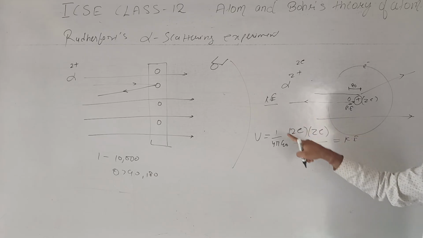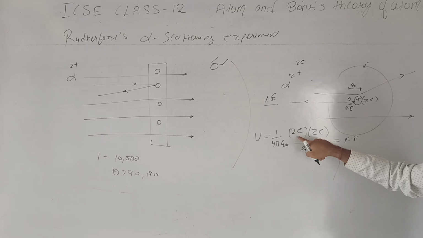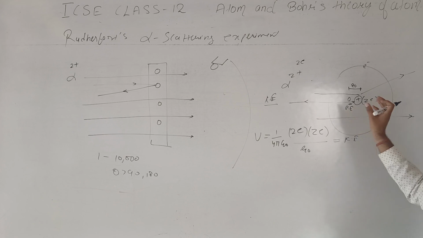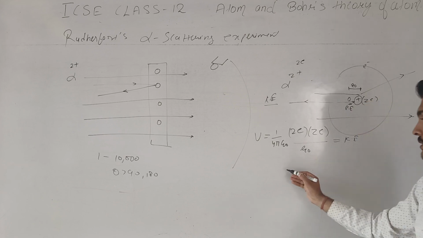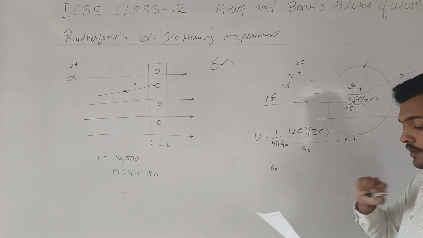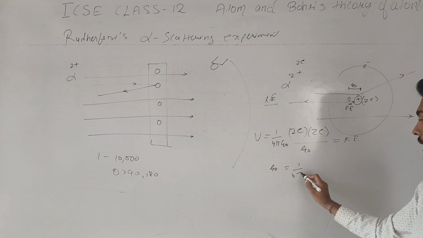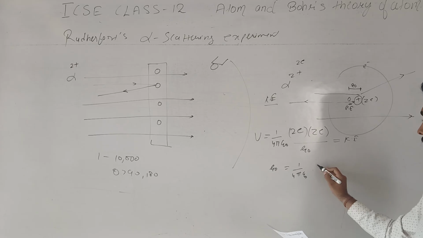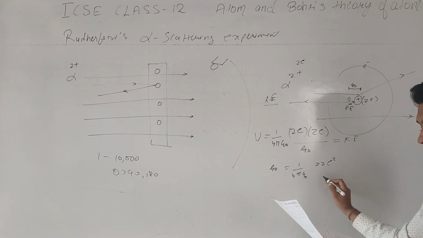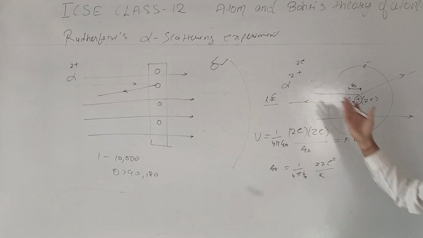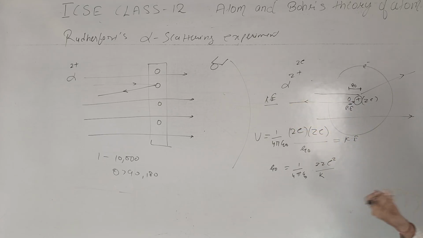Kinetic energy here is equal to 1 by 4 pi epsilon naught times 2e times Ze upon r0. So from here we can find the distance of closest approach. What is the distance of closest approach? It is r0. So r0 is equal to 1 by 4 pi epsilon naught times 2Ze squared divided by K. What is K? K is the kinetic energy of the alpha particle. We know its kinetic energy when we are forming a beam.